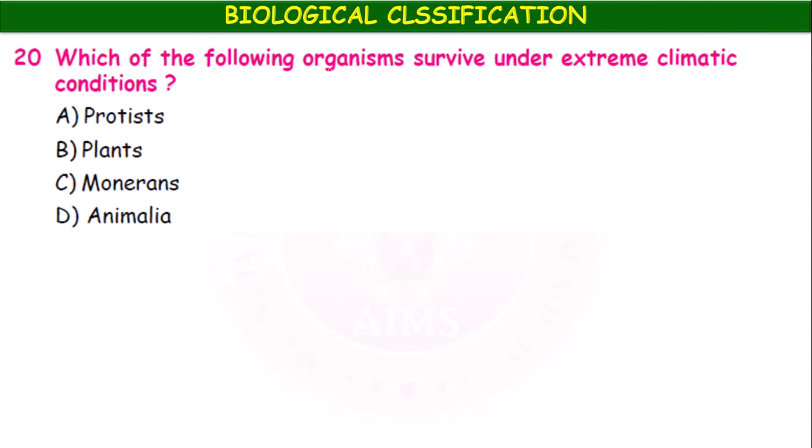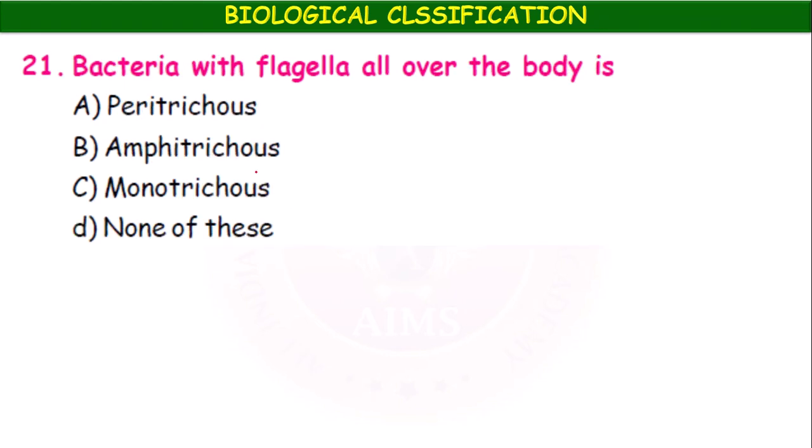Monera. Which of the following organisms survive under extreme climatic conditions? Protists, plants, Monerans, Animalia. Once again, Monera. They have a cell wall which protects them from adverse conditions. The bacteria with flagella all over the body are called peritrichous, amphitrichous, monotrichous, none of these. Amphitrichous.